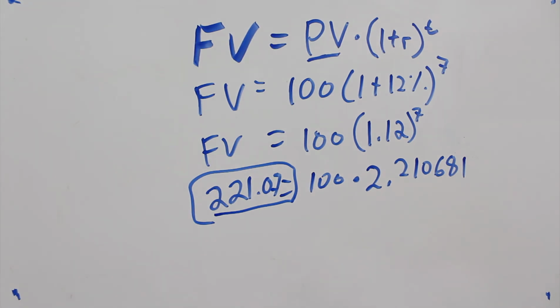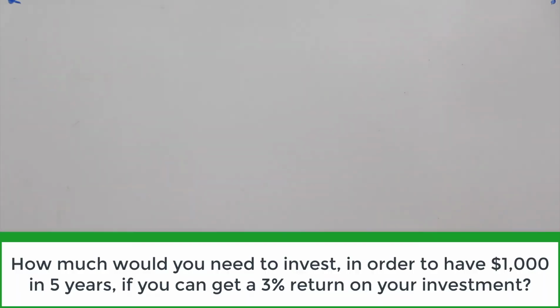And we can continue doing this. I'm going to do one more while we still have a little bit of time left. Let's erase this and go the other direction with it. So we just did how to find the future value. Let's go how to find the present value. So the question here is, how much would you need to invest in order to have $1,000 in 5 years if you can get a 3% return on your investment?